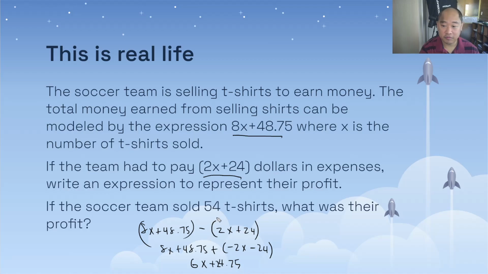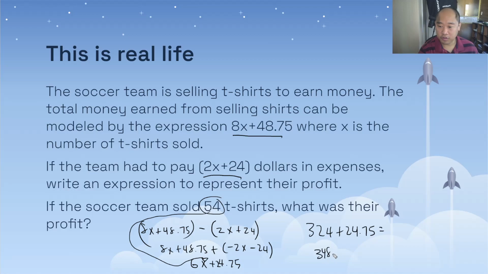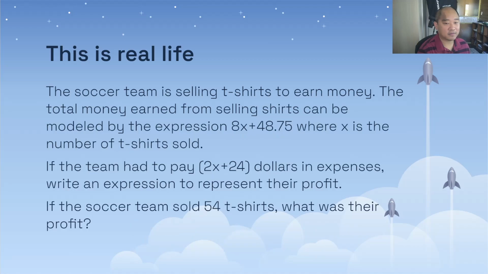If the soccer team sold 54 shirts, what would be their profit? So we just plug 54 shirts into x. So 6 times 54, what is that? 324, I think. Yeah, it is. Okay, so 324 plus 24.75, which is equal to 348.75 dollars. That's how much they earn. Good job, soccer team. You did it.